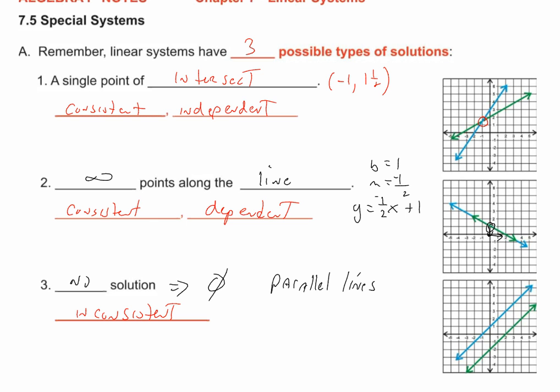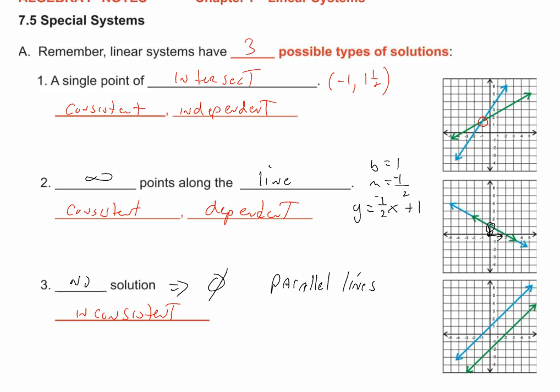Okay, so let's review. We started off the whole chapter with this. So why am I bringing it up now? Think about where we've been. We've learned 3 methods of solving a linear system: first off, graphing; second, substitution; and third, elimination.